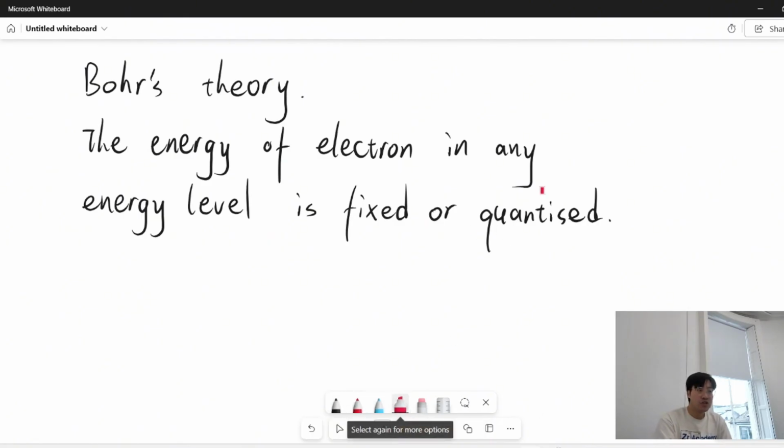So this word actually comes from quantum physics. And quantized means that the numbers are discrete to each other. In other words, the numbers are separated.